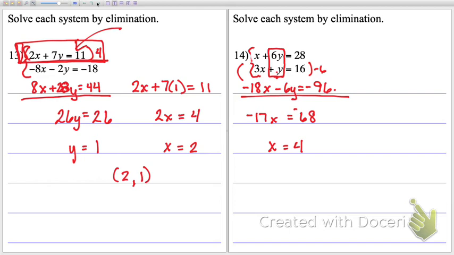So I got X equals 4. And then 4 plus 6Y equals 28. So 6Y equals 24. So Y also equals what? 4. So, did you guys get the same as I did? Yes, Mrs. Mick. They both should be positive. So did it matter if I eliminated the X's or the Y's? No.